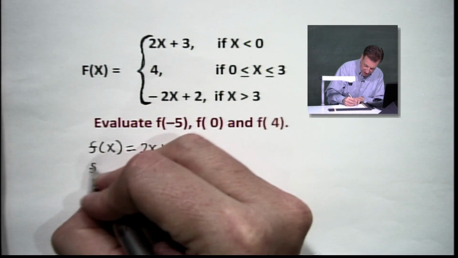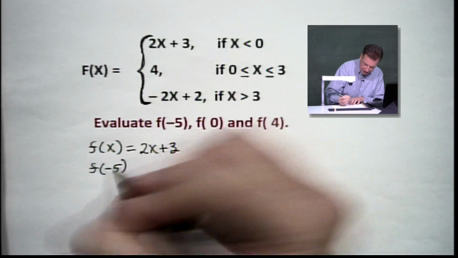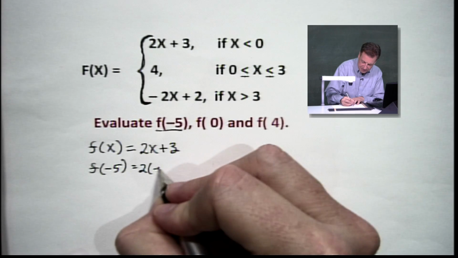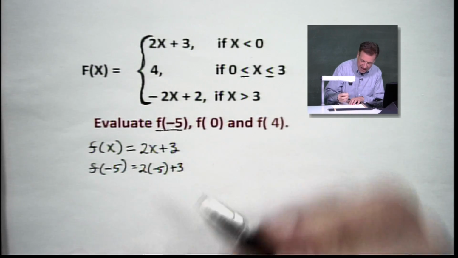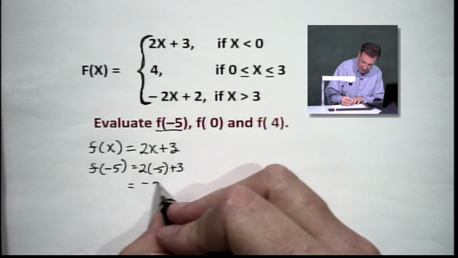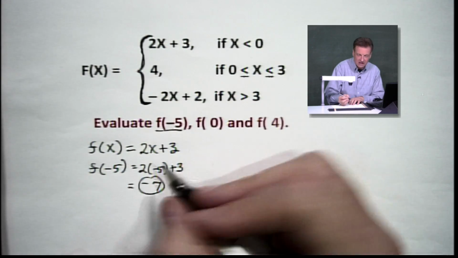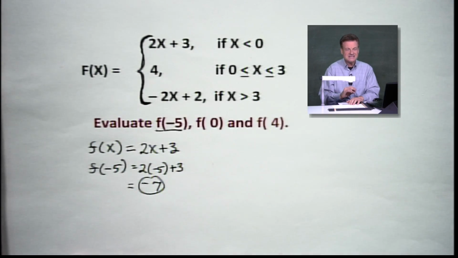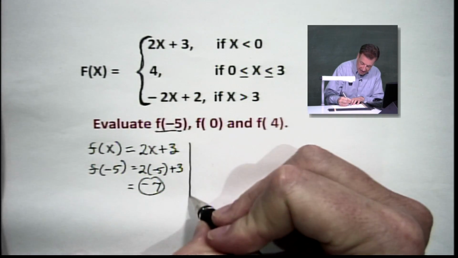So let's do it. We're going to have f of -5. I believe that's our value, isn't it? Yeah, right there it is. And that's going to give us 2 times -5. Add 3 to that. And I believe you're going to have -7. I'll do that little mental math there. How about -10 plus 3, which will give us -7, all right? Let's check out f of 0.